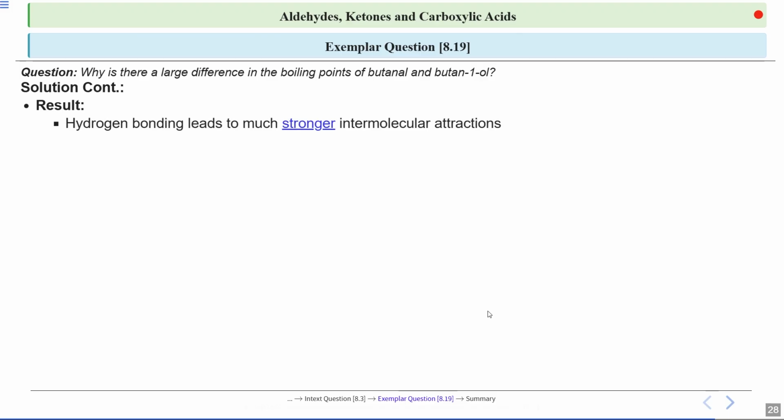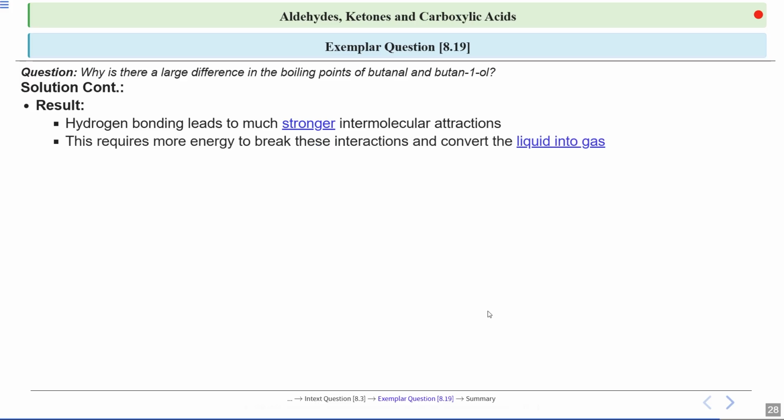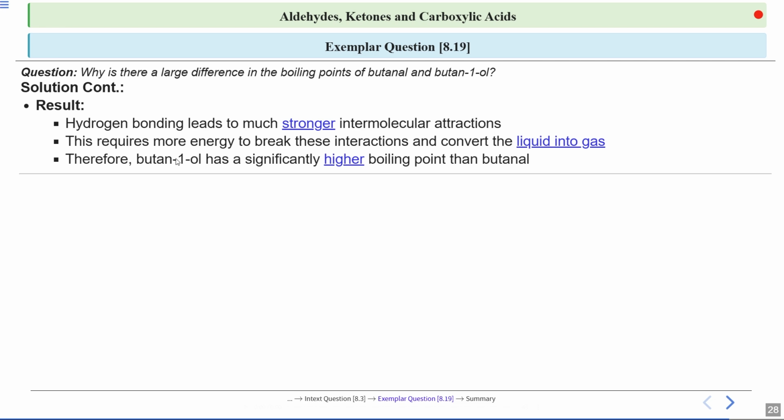As a result, we can say that hydrogen bonding leads to much stronger intermolecular attractions. This is crucial because hydrogen bonds are a type of dipole-dipole interaction that occurs when a hydrogen is bonded to a highly electronegative atom like oxygen. These stronger interactions require more energy to break, which means that converting the liquid into gas takes more energy, which directly affects the boiling point. Therefore, we can finally conclude that butane 1-ol has a significantly higher boiling point than butanol.